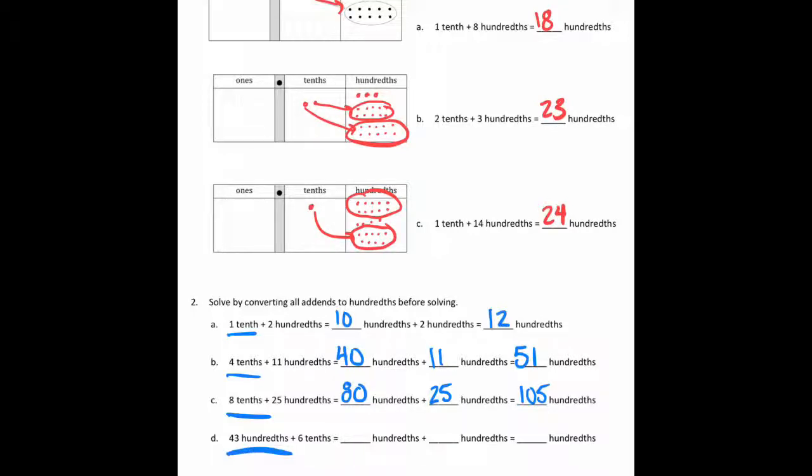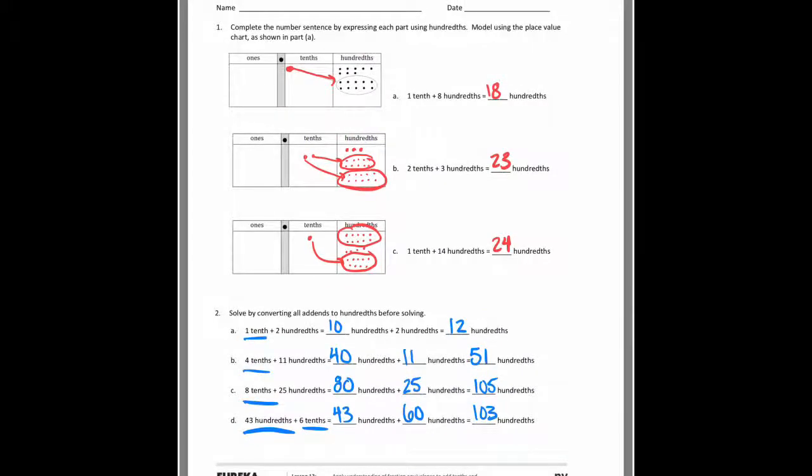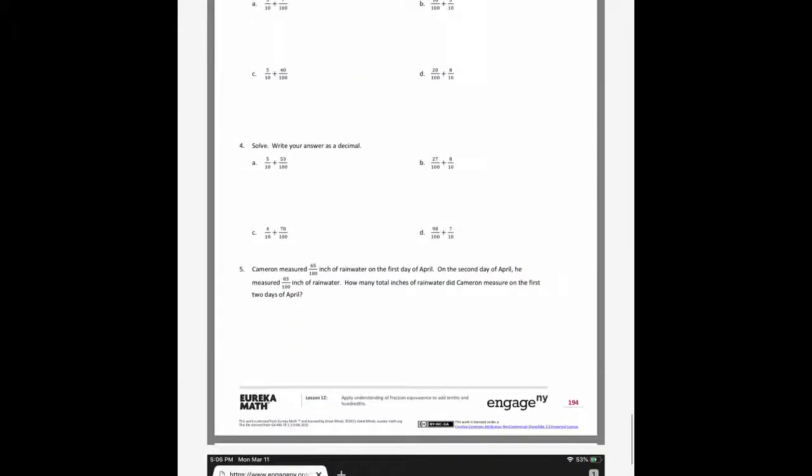Then you have 43 hundredths, and 6 tenths, which would be 60 hundredths. When you add it together, you get 103 hundredths. Alright, moving on to the next section.